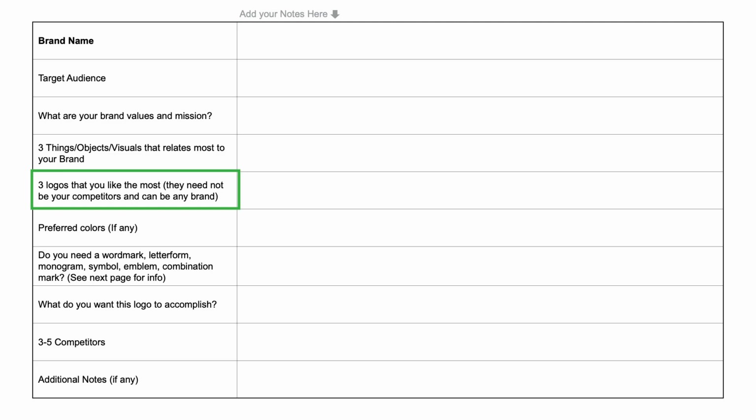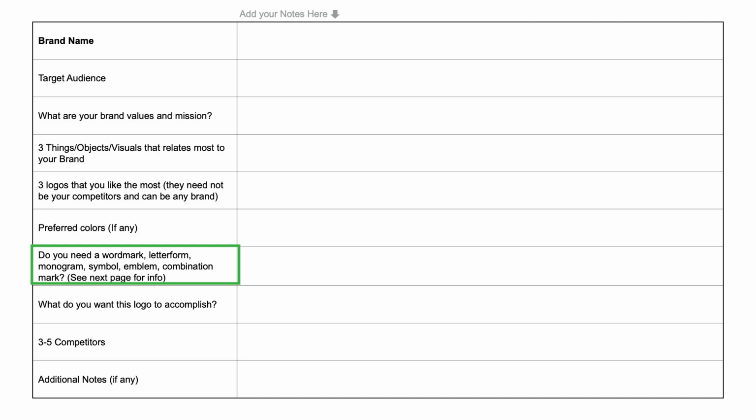What kind of colors are they preferring? What font type appeals to them? Is it an elegant one or a playful one? So this can really help you in getting an idea about the taste of your client. Next, it's better to ask the preferred colors, if any. Next up, you can check whether they want a word mark, letter form, monogram, symbol, emblem, or a combination mark.